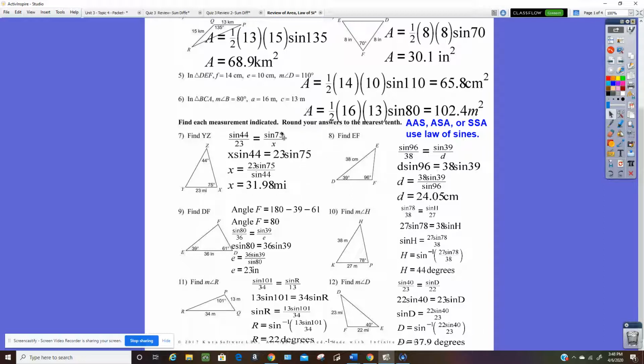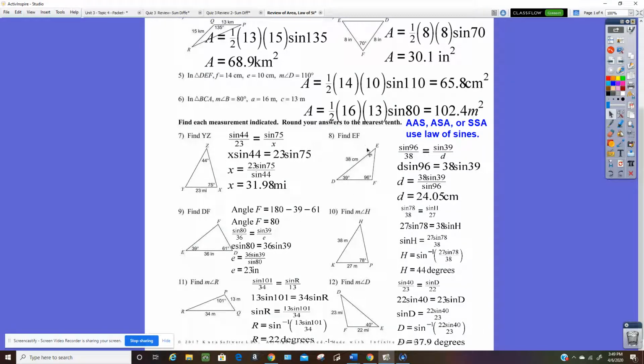I would suggest going to the Desmos site when doing laws of sine and cosine, so you can use the function keys there. All right, so 8 and 9, similar to that.